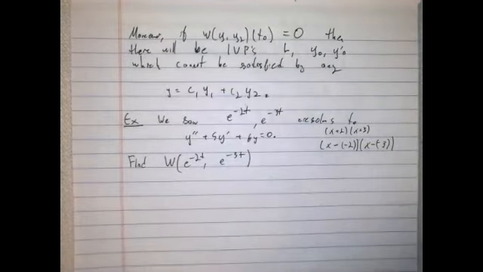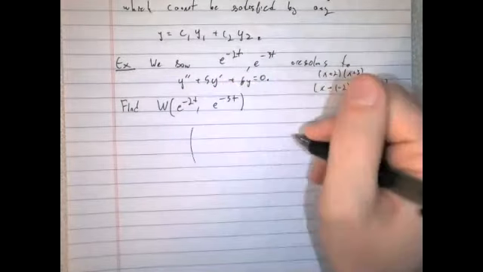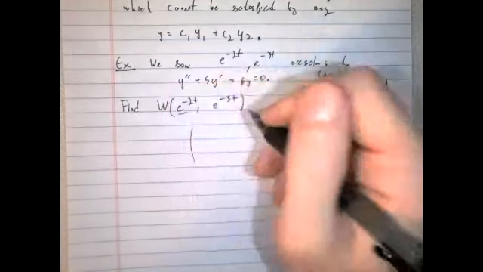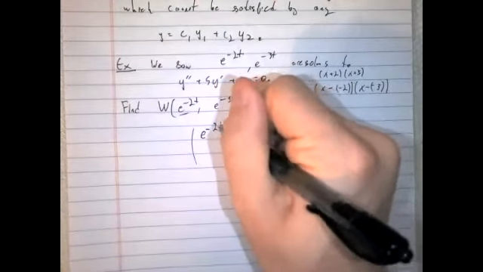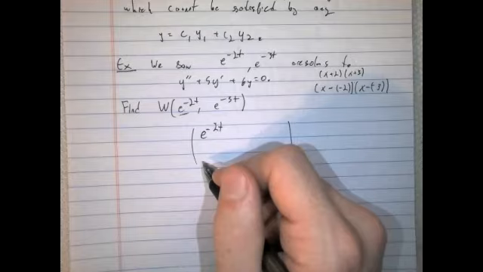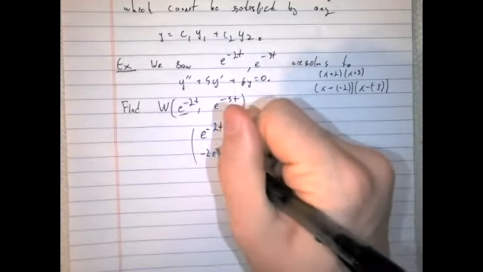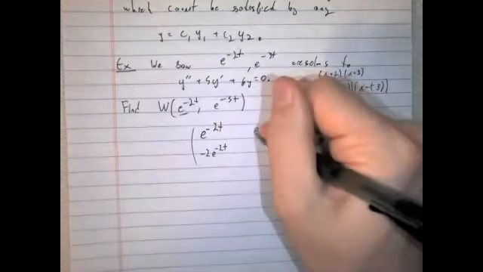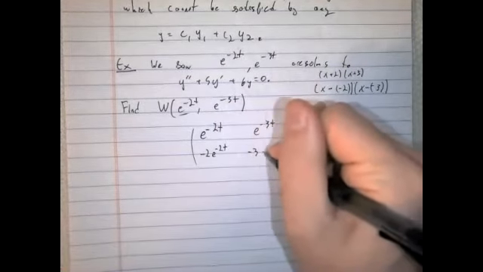Let me just get started writing down what I should compute for the Wronskian. The first thing is to find the vector associated to this solution. So I'm going to have e to the negative 2t up here, and then down here, negative 2 e to the negative 2t, its derivative, exactly. And up here, I'll have e to the negative 3t, and down here, negative 3 e to the negative 3t.